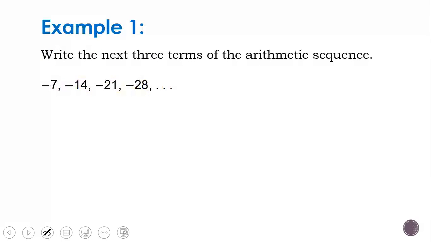So write the next 3 terms in the arithmetic sequence that is shown. So we can see here, do we have a common difference? We do. We're going down by 7 each time. So in this particular example, our common difference can be negative. And in this case, it is negative 7.